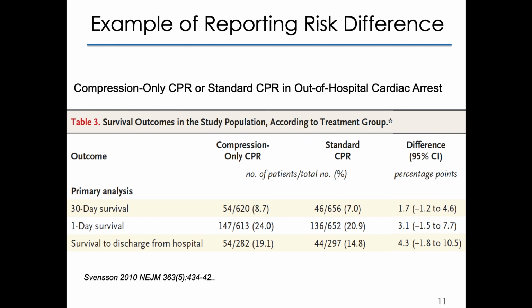So 54 out of 620 were alive at 30 days, so 8.7%. So that's kind of the inverse of a risk. It's a proportion surviving of 8.7%. And then standard CPR, 46 out of 656, or 7%. And so subtracting those two percentages, you get a risk difference of 1.7%, demonstrating the equivalence.